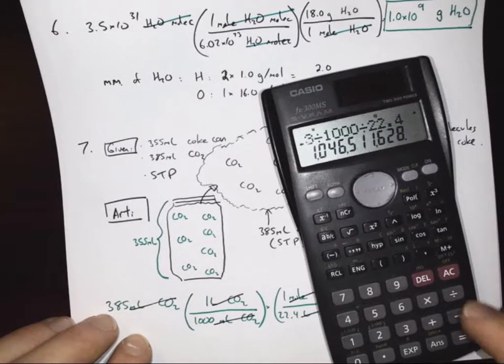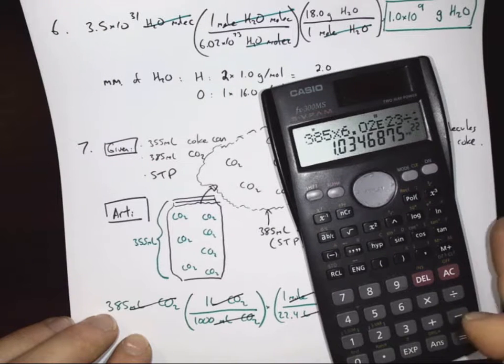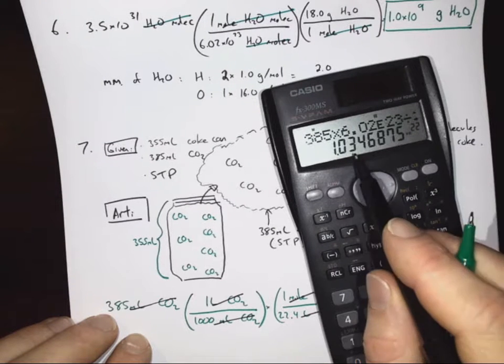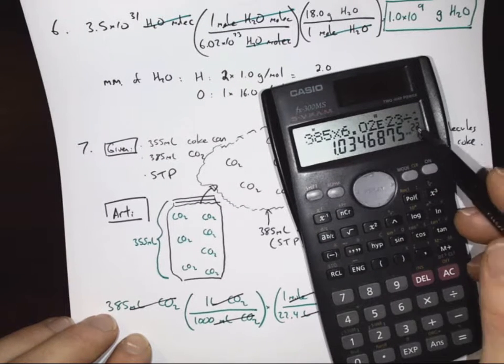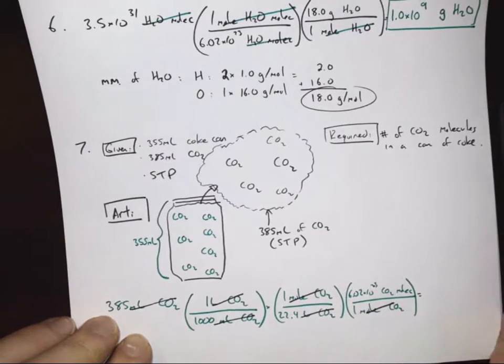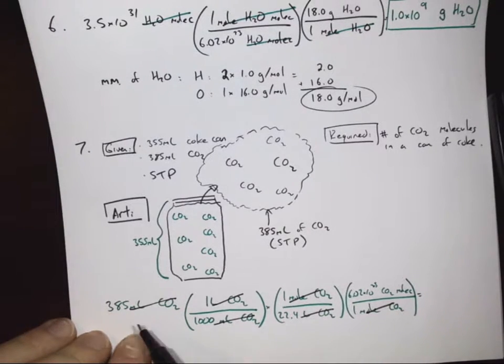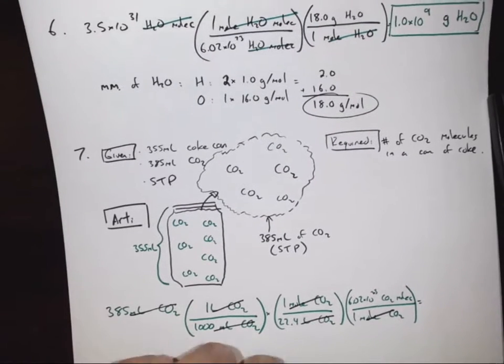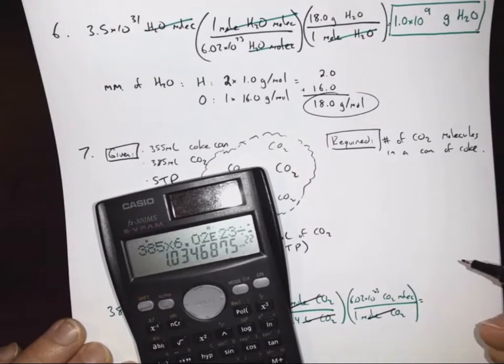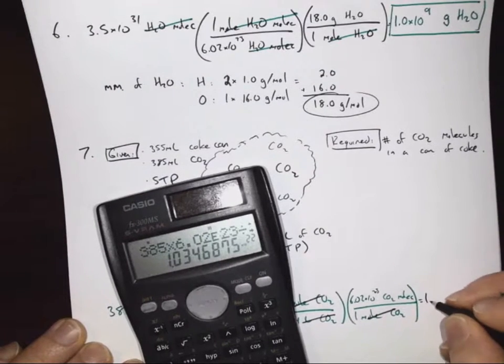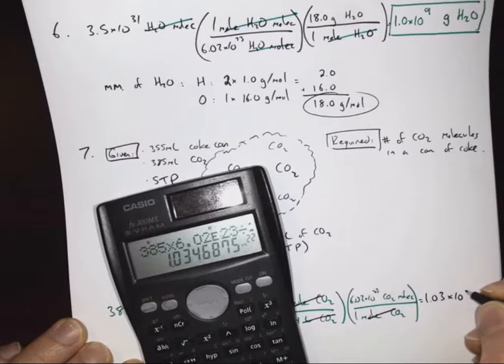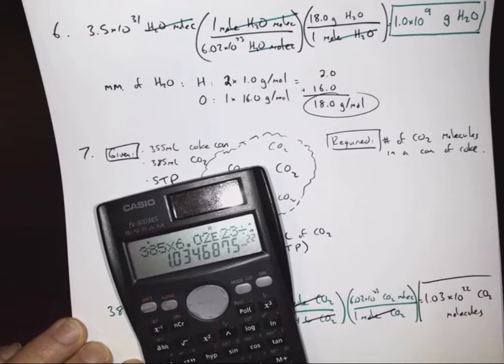Tough to find a place for this calculator without the glare, and when I finish, it equals 1.0346875 times 10 to the 22 carbon dioxide molecules. And I check how many sig figs. Looks like I have a 3 there. This is a fixed value, this is infinity sig figs. 3 sig figs, so we should be rounding to 3 significant figures. So looks like we got 1.03 times 10 to the 22 carbon dioxide molecules, and that's in a single can of Coke.